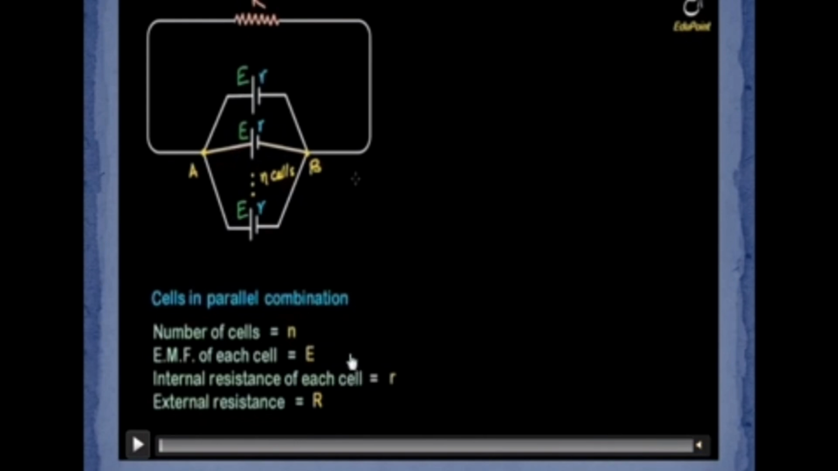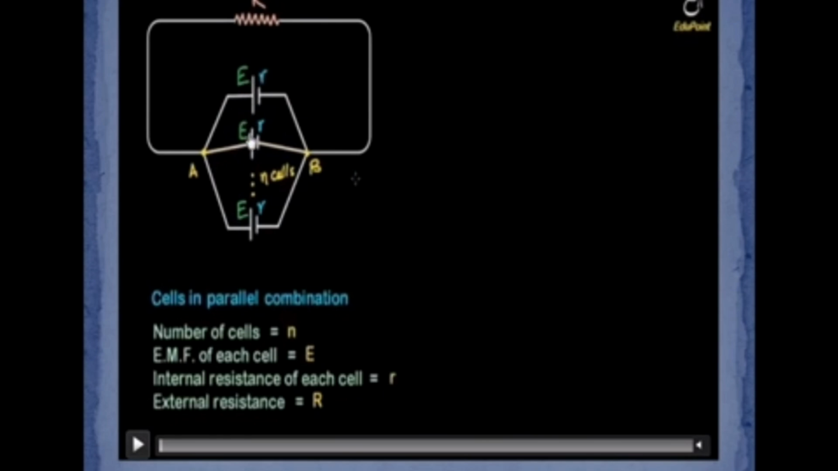So next thing is, cells in series we have seen. Now we are going to see the parallel connection. See that cells are connected in parallel. So these three cells are connected in parallel. External resistance is R.